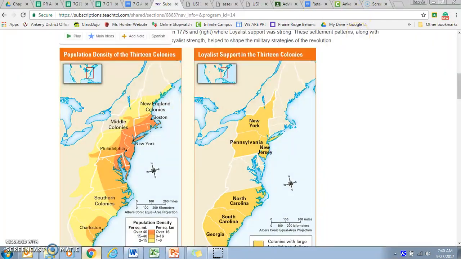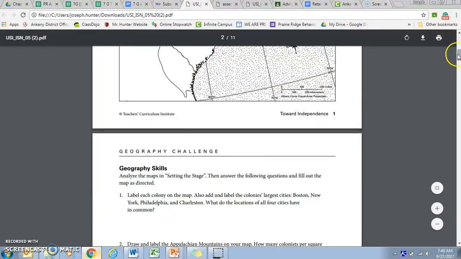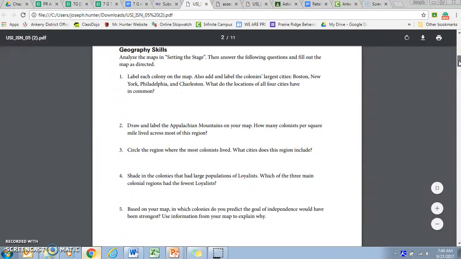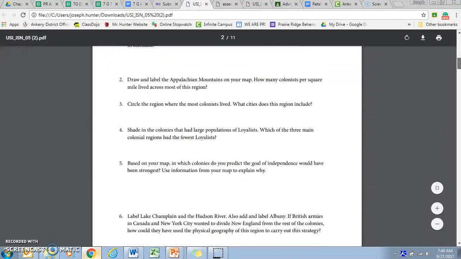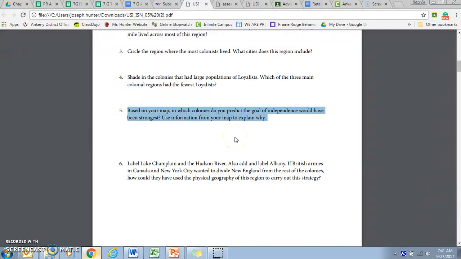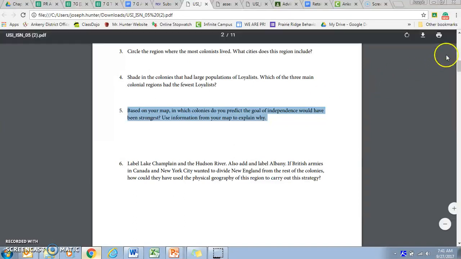Okay? Alright, so back to our geography challenge packet here. You're going to answer all the questions in the geography skills portion. Okay? Number 5 on the geography skills portion is probably the most important to me. Okay, you are concluding from the map and you're predicting which colonies you predict the goal of independence would have been the strongest. Okay, so you're going to use your maps and the maps provided there in setting the stage to come up with a conclusion for this answer.